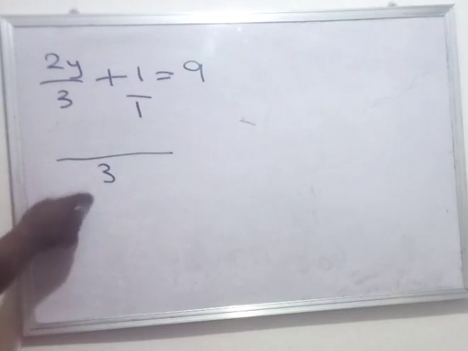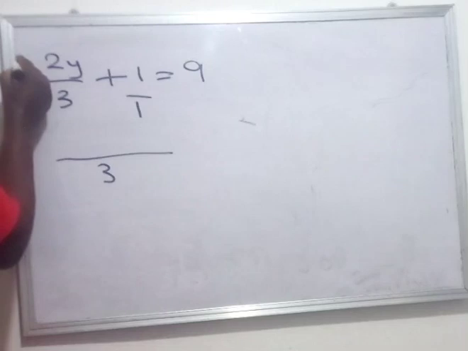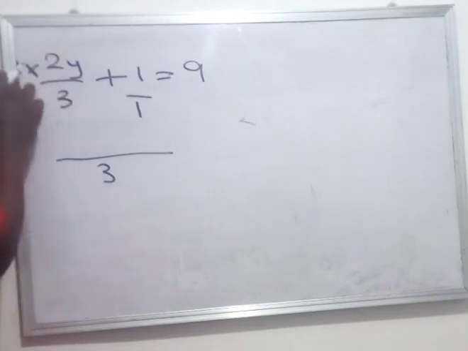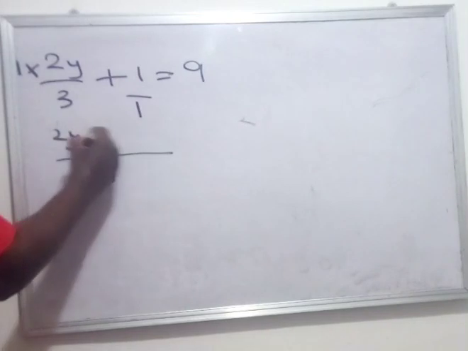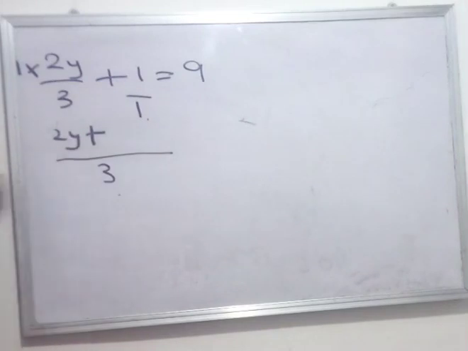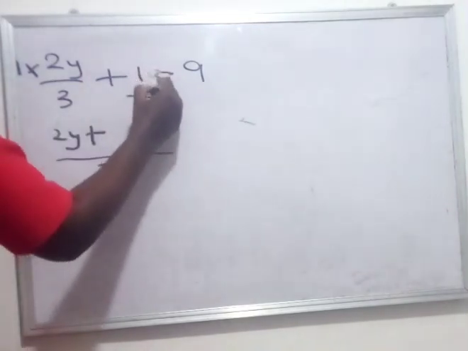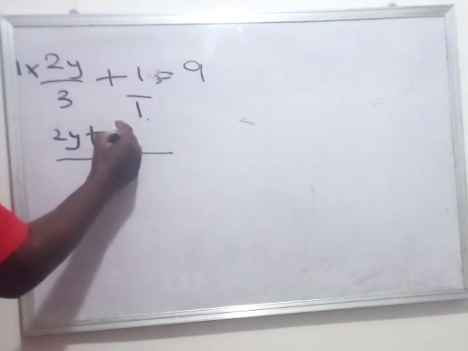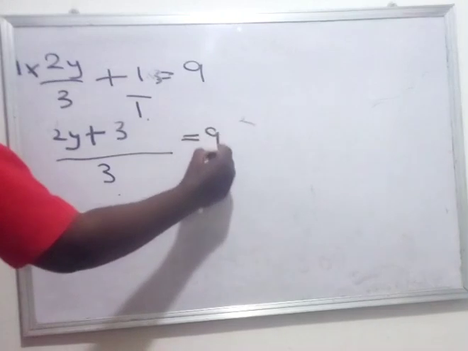So 3 divided by 3 gives us 1. And you take that 1 now and multiply it with 2y. 1 multiplied by 2y gives us 2y plus 1. 3 divides 1 gives us 3. 3 multiplied by 1, so we multiply this by 3, gives us 3. Remember, we still have our equal to 9 outside.